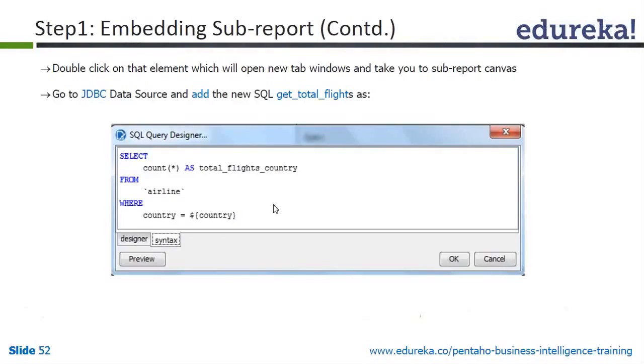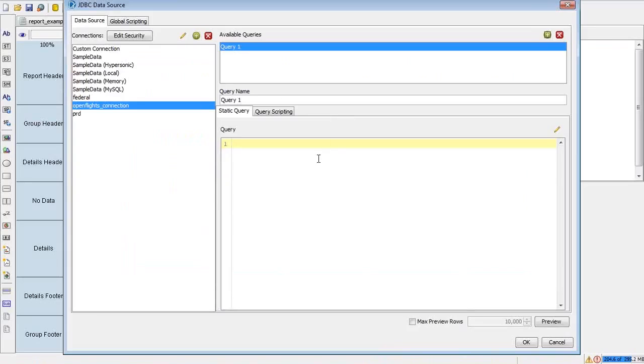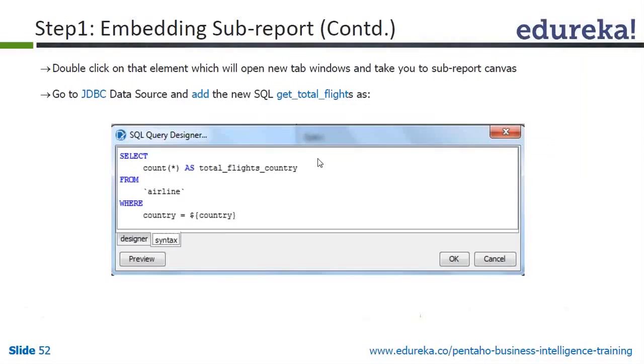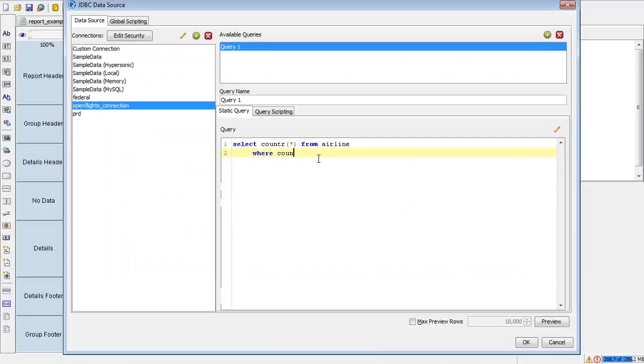So you just need count, from airline, where country is equal to dollar airline country. You can see this is a parameter.